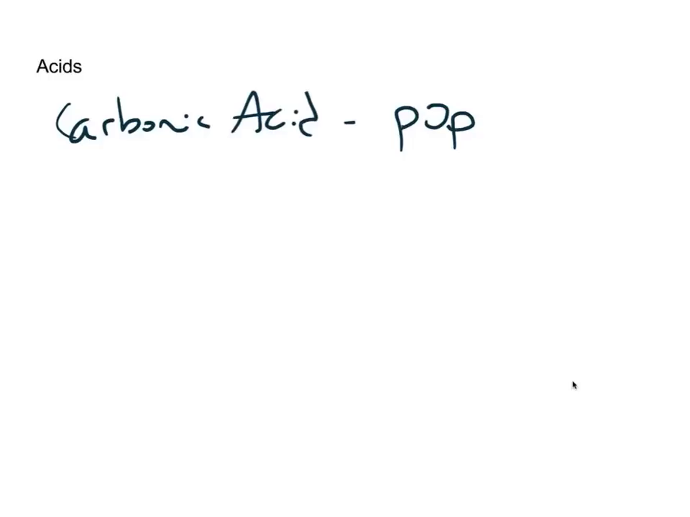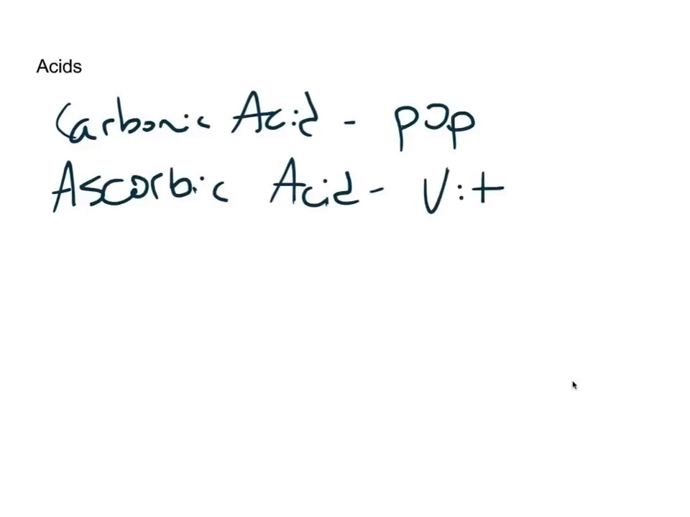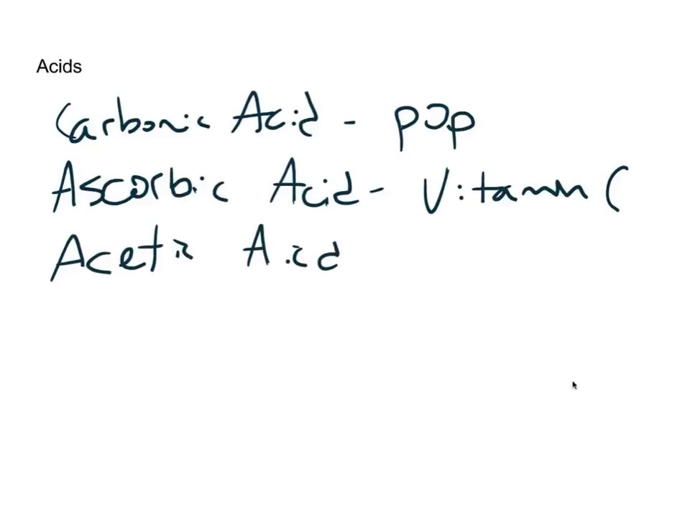I'm going to give you a couple of examples of acids that you use all the time, such as carbonic acid. Carbonic acid is found in pop. Another acid that you might find in food is ascorbic acid. Ascorbic acid is necessary for proper dietary function. It is known as vitamin C. Acetic acid, you have seen before in our classes. Acetic acid is household vinegar.